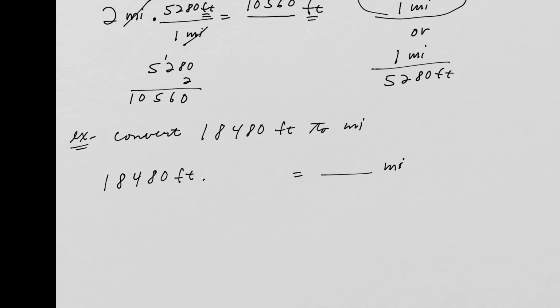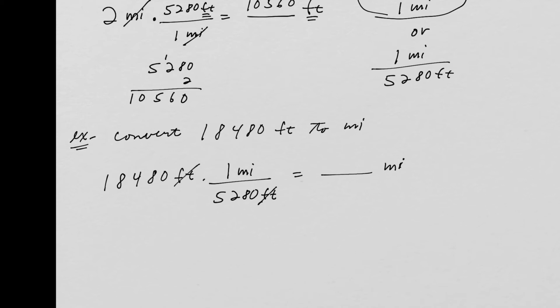Well, I have to use the other one. I have to use the one where feet is in the denominator, miles is in the numerator. So I want to multiply by 1 mile over 5280 feet. Then feet will cancel, and I end up with miles.